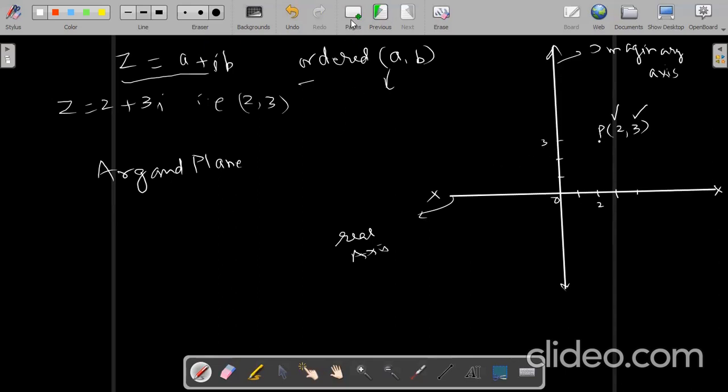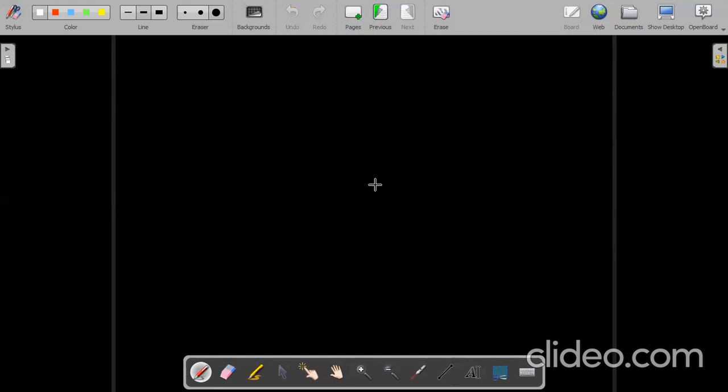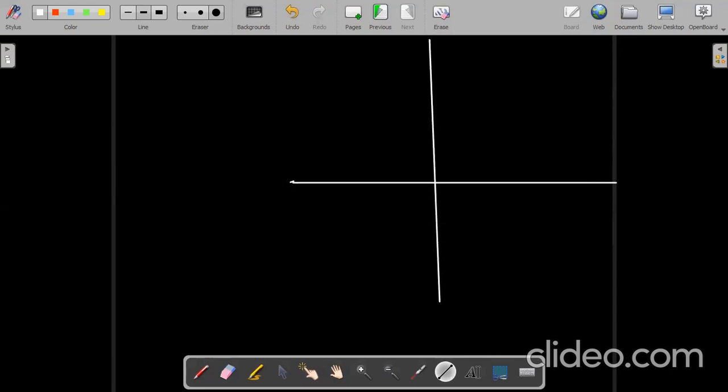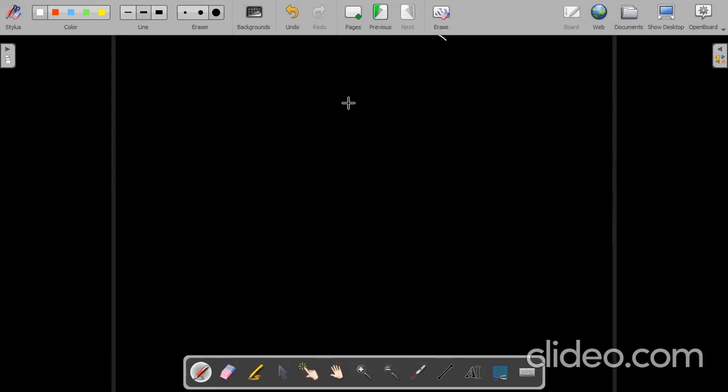Now one more thing: last time we have seen the Cartesian coordinate system. There is one more system that is called the polar coordinate system. See, this is the x-axis, this is our y-axis. Okay. Now, as you have seen in the Cartesian coordinate system, this is the x-axis and this is your y-axis. Okay.